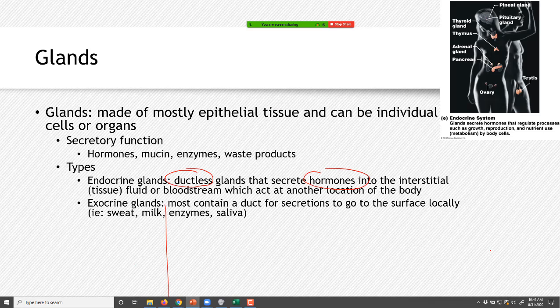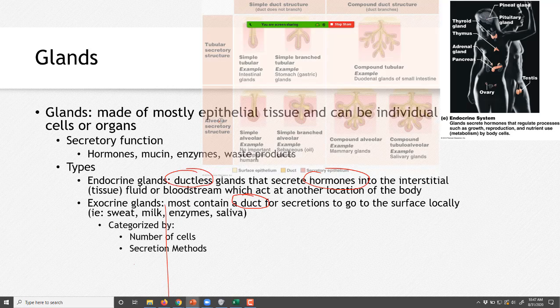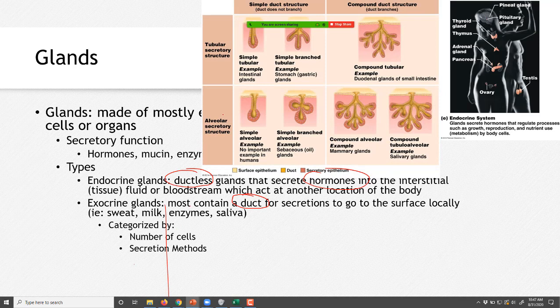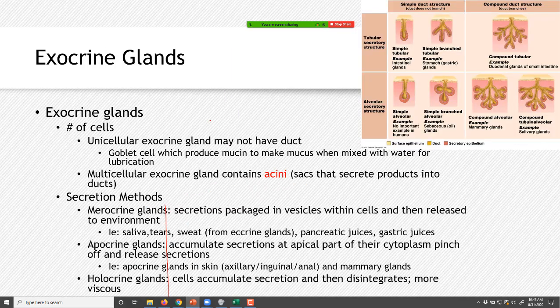And then there are these exocrine glands. The difference between the two is that the exocrine glands have ducts. And the ducts will release it to the surface. Once it releases to the surface, then it could evaporate if we're talking about sweat to cool us down. It could release enzymes, which help degrade proteins and other types of molecules, whether carbohydrates and so on and so forth. Saliva is an example of that as well. It could be categorized by the number of cells and also how it's secreted. And we'll go into those details in a second.